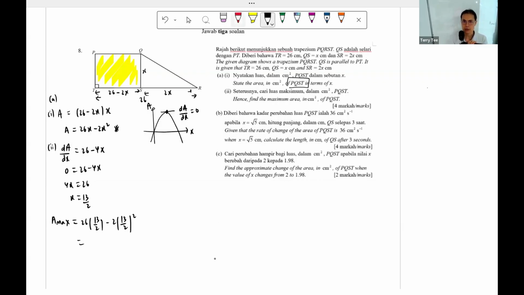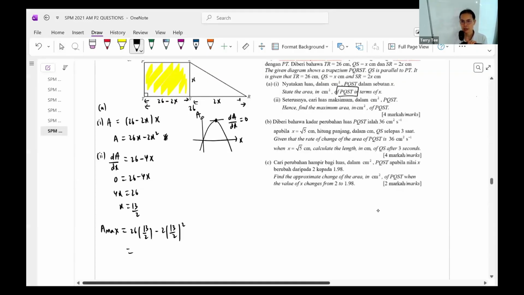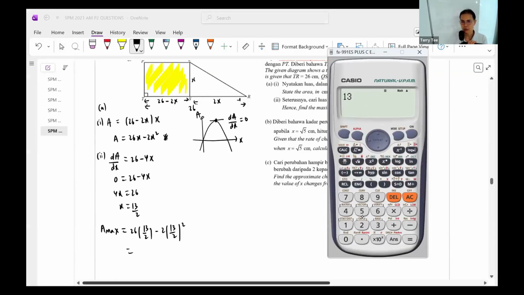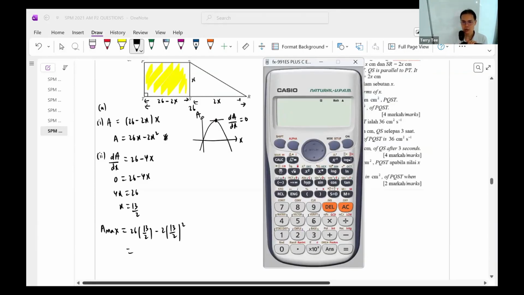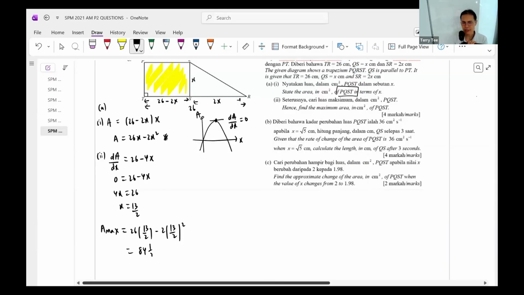Let me use my calculator here. You can write 13 over 2, press equal. It'll be saved as an answer in your calculator. So I press 26 times Ans minus 2 times Ans squared. That would be easier than typing so many steps. It's 169 over 2, or as a mixed number, 84.5. You can write 84.5, no problem. This is in cm, so it's square cm. All right, that is part A, Roman 2.